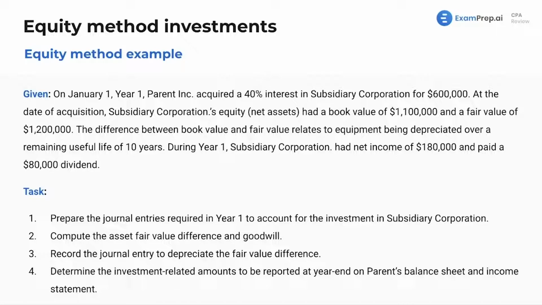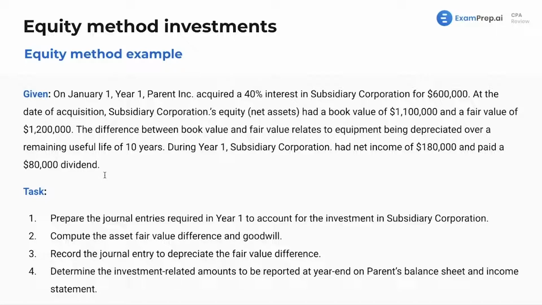Here's an example in which we are going to use our equity method. So on January 1st, year one, Parent Inc. acquired a 40% interest in subsidiary corporation for $600,000. At the date of acquisition, subsidiary corporation's equity, also known as net assets, right? Because assets minus liabilities equals equity, also known as net assets, had a book value of $1.1 million and a fair value of $1.2 million. The difference between the book value and the fair value relates to equipment being depreciated over a remaining useful life of 10 years. During year one, subsidiary corporation had net income of $180,000 and paid an $80,000 dividend.